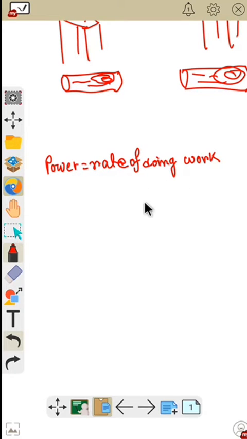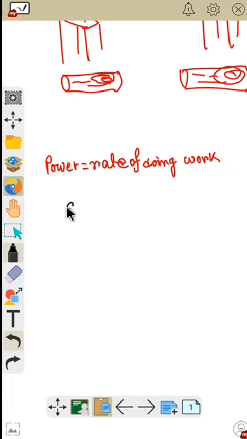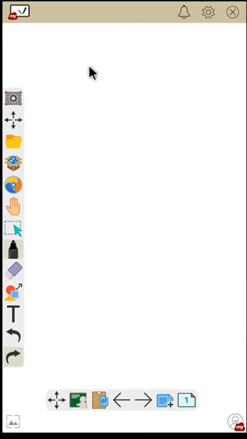So what is the mathematical expression of power? The mathematical expression of power is power equals work divided by time. Now students, let's see what is the mathematical form of power. So mathematical form is P equals W by T, where W represents the work and T represents the time.